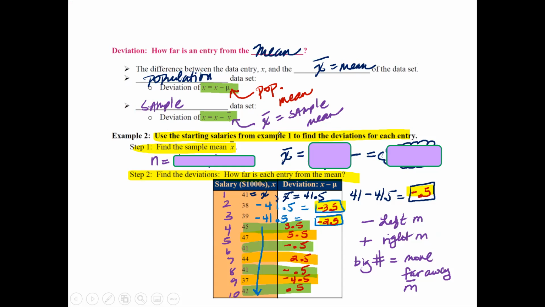Now use the starting salary from example 1 to find the deviation of each of the entries. There are 10 different people. The X bar is going to be the total of their salaries divided by 10 because there are 10 people. If I add up all of their salaries and I divide it by 10, it will be $41,500 a year.